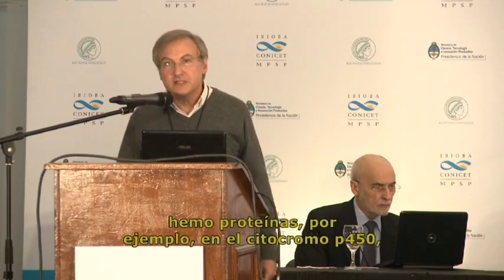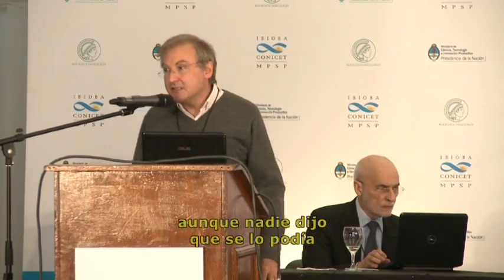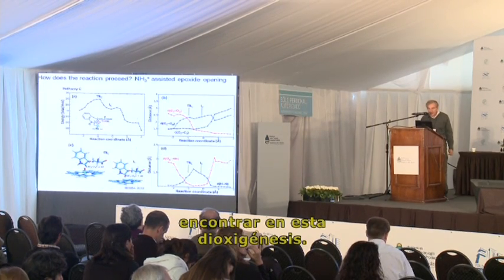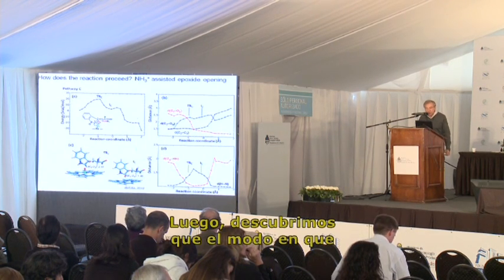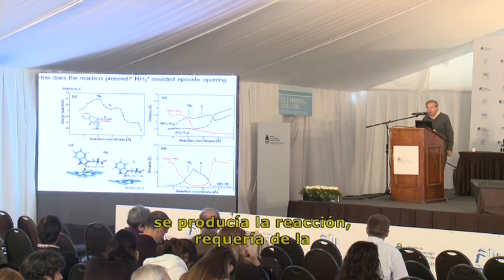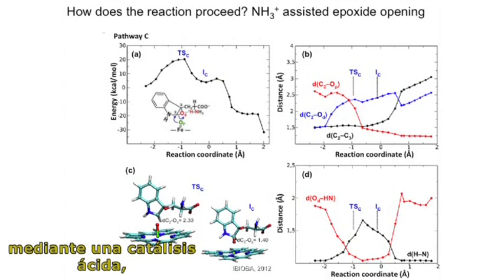This intermediate exists in other heme proteins, for example, in cytochrome P450, but nobody had said that it could exist in these dioxygenases. And then we found out also that the way in which the reaction proceeded needed the involvement of the NH3+. The NH3+ of the tryptophan was catalyzing, in a kind of acid catalysis, the opening of the epoxide to give the final product.